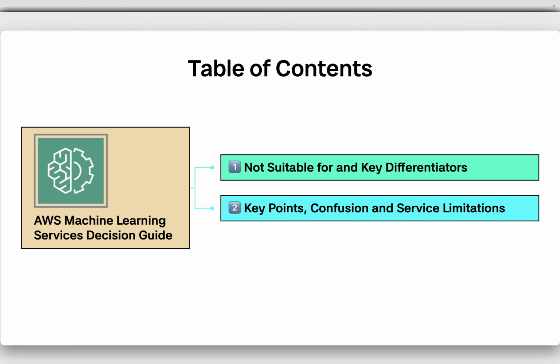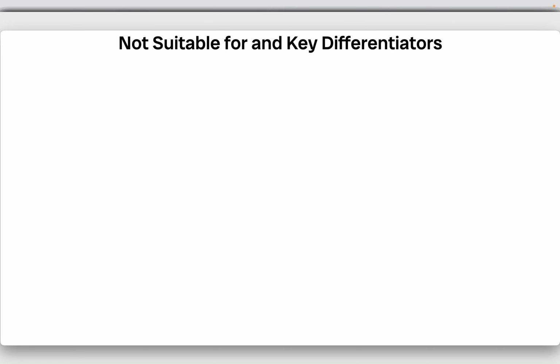So this lecture will contain only two topics: first, not suitable for and key differentiators, and second, key points, confusion and service limitations. And there will be some slight repetition because I just want to provide more context where I am comparing that service for the parameters and how it relates to other services. So first, not suitable for and key differentiators.